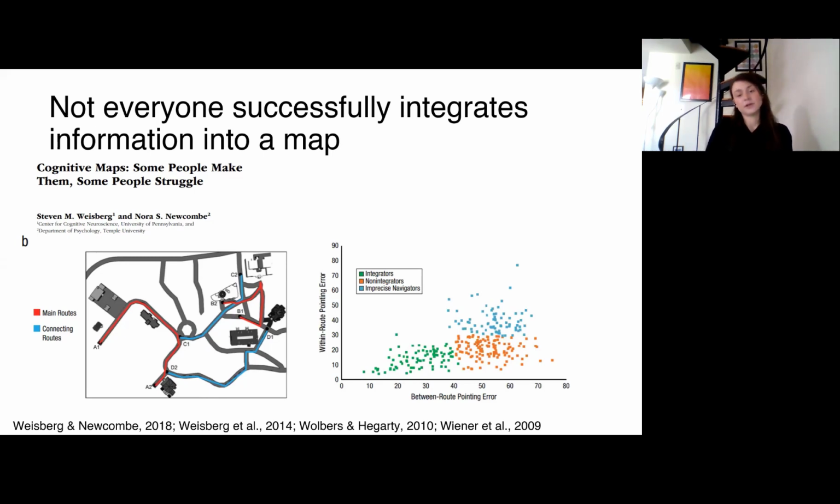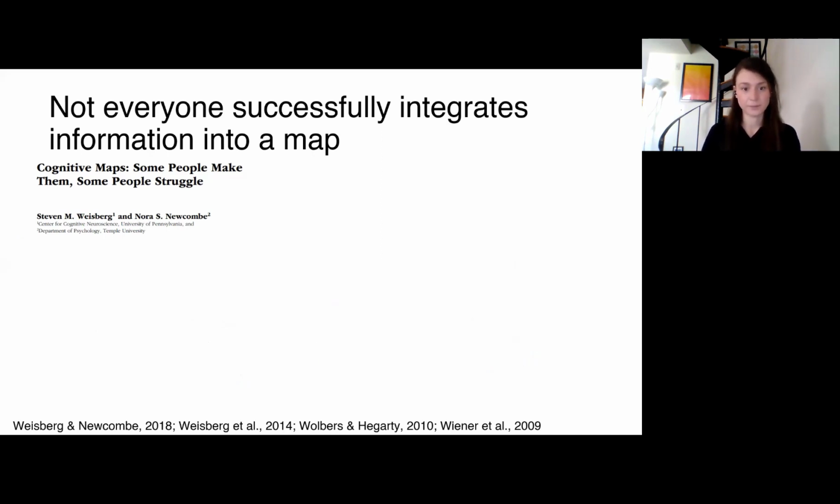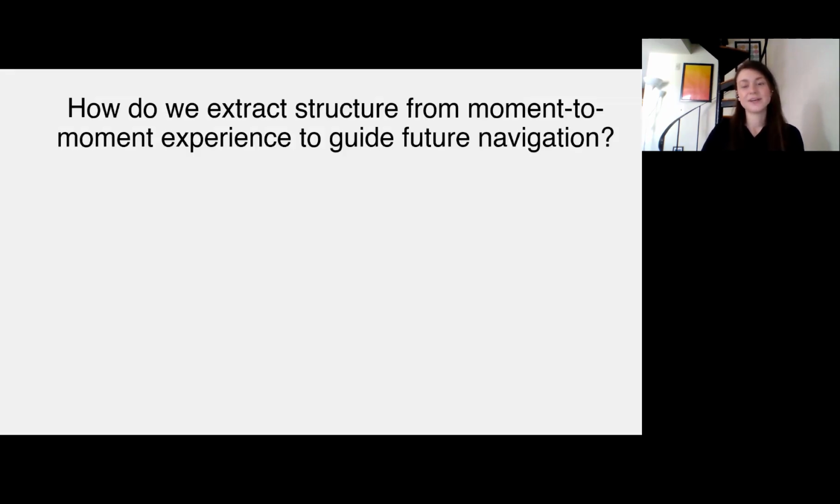But what this also suggests is that despite the fact that all of these people had the same learning experience, so they saw the same routes in counterbalanced order, there's something going on in their heads on a moment-to-moment basis that might be really different. And these dynamics that fluctuate over time might be really important for understanding how we build up a map over time. And so what I'll be asking today is how we extract structure from moment-to-moment experience to build these maps that might help us guide future navigation.